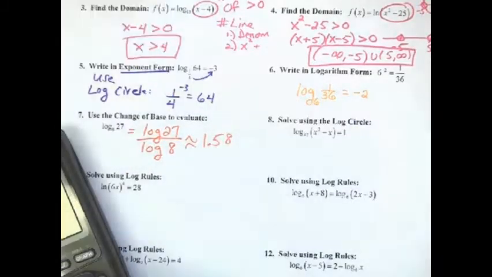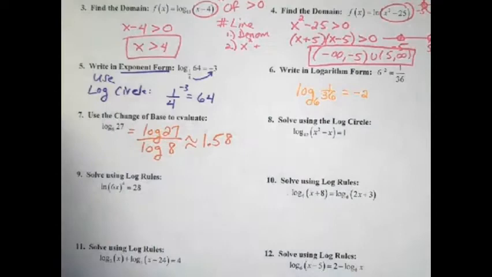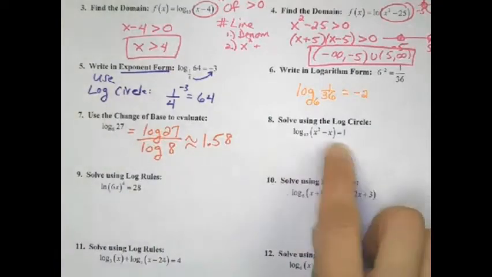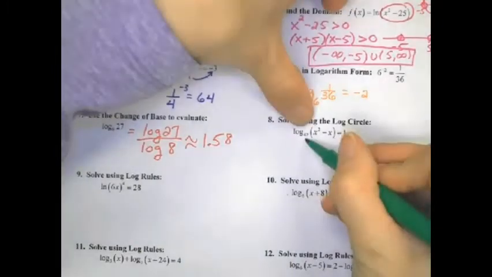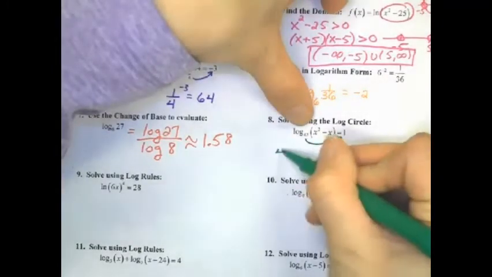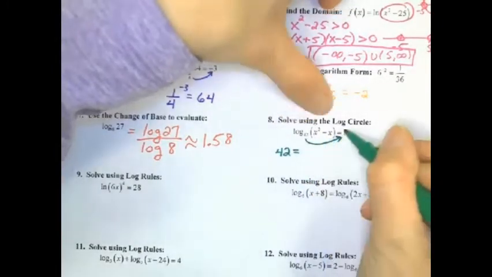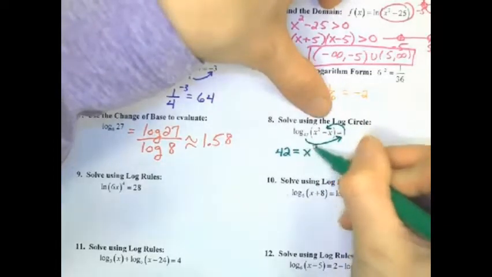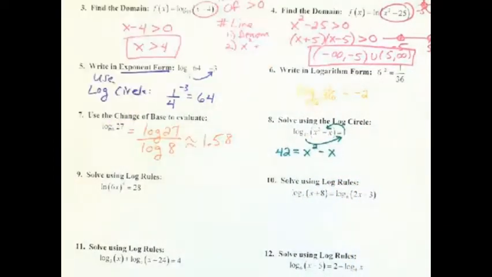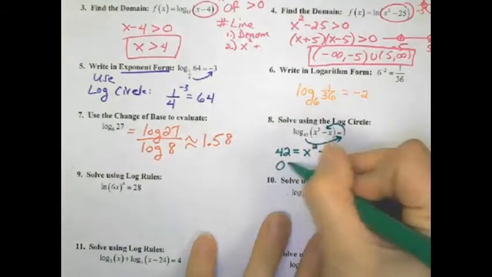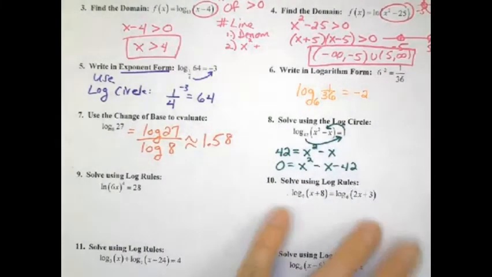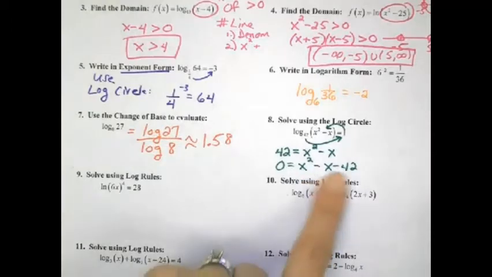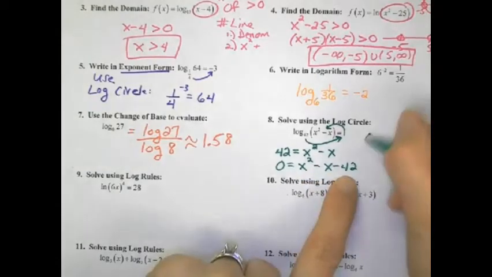Okay, and then we did do a lot of solving using the log rules here. So here is an equation I have to solve, and I have to use the log circle. 42 to the power of 1 equals x squared minus x. Oh, a quadratic. I'm going to have to move everything over to one side and try to factor this. If I can't, I'll have to use the quadratic formula. But, oh, I believe it does factor.